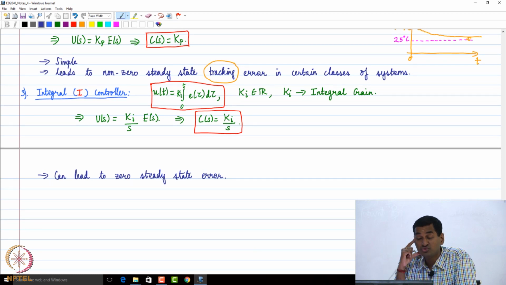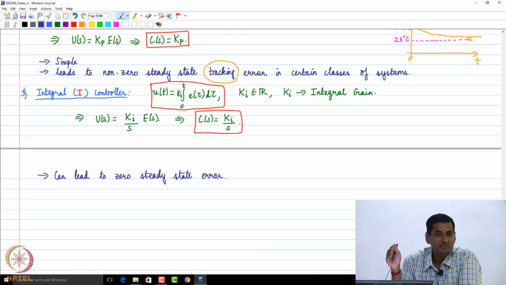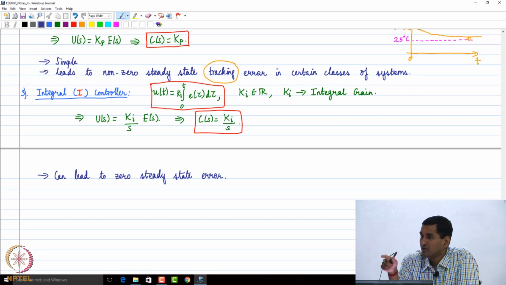But then it should be used judiciously. Why? Because if you look at the integral controller transfer function itself, you will see that it has a pole at 0. If you look at C(s), we discussed open loop poles and closed loop poles, right? Open loop poles are poles of G(s) times H(s). C(s) is going to go into G(s), isn't it? So the moment I put a transfer function of the form Ki by s, I am going to introduce an open loop pole at s equals 0. So then we will see that the control design for the closed loop system becomes a bit challenging.